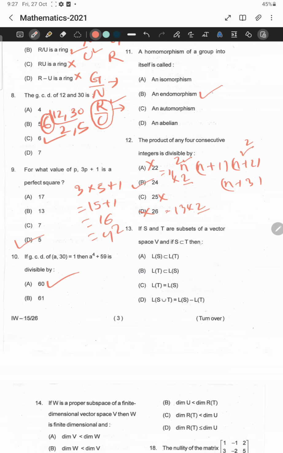a subset of T, we have to find the relation between LS, the linear span of S, and LT, the linear span of T. It is a standard theorem in vector spaces. If S is a subset of T, then LS is a subset of LT, meaning the linear span of S is a subset of the linear span of T. Here option A is true. Let us prove it.